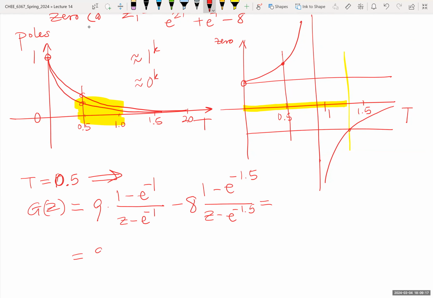So this is 9 z minus what again? E to the minus 1? It's 0.63. And the numerator therefore will be 0.37. It was 0.63, how many seconds? I think 2? It doesn't matter, 2 is good enough for now.